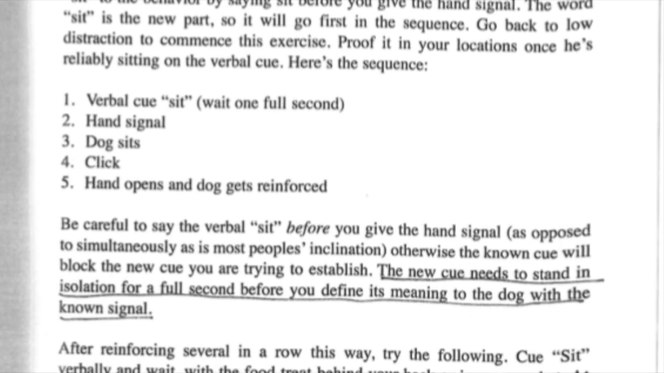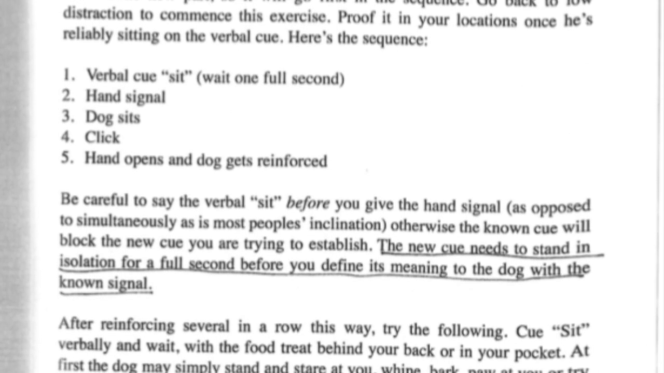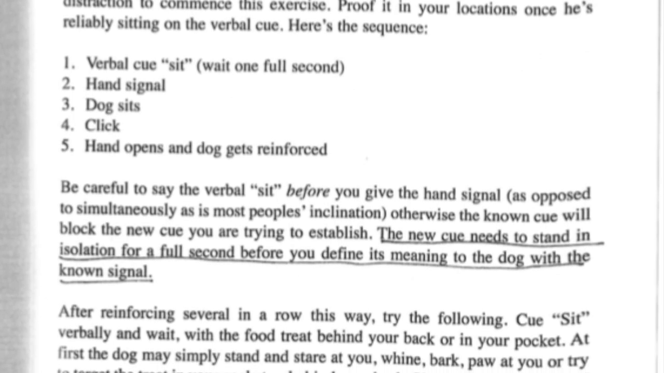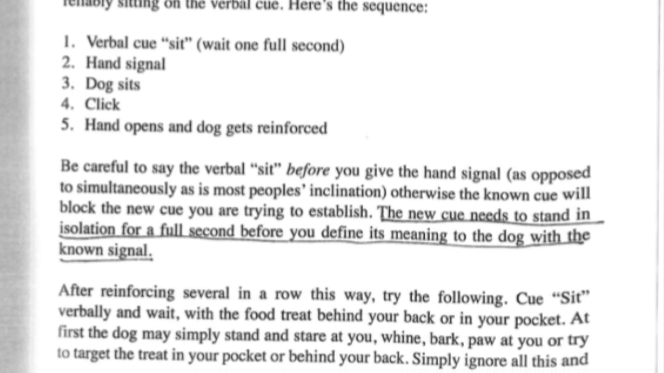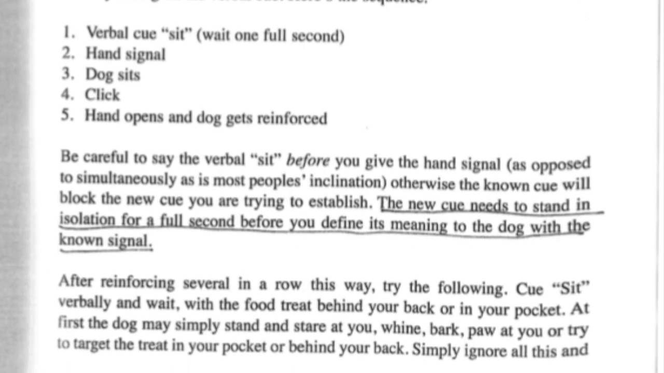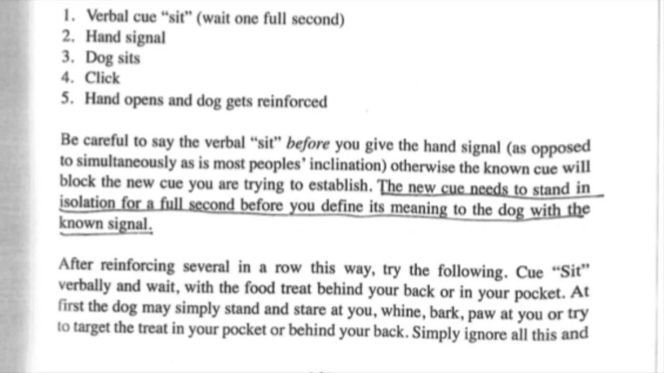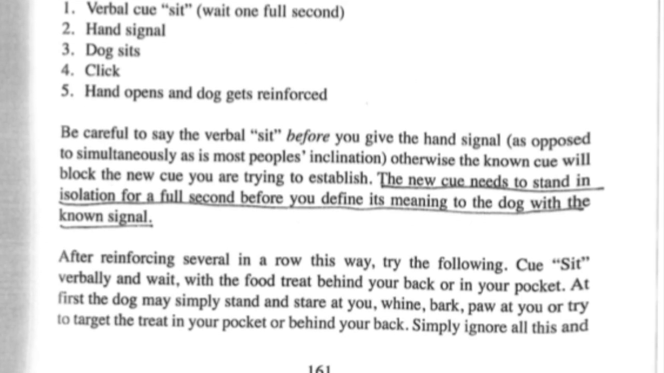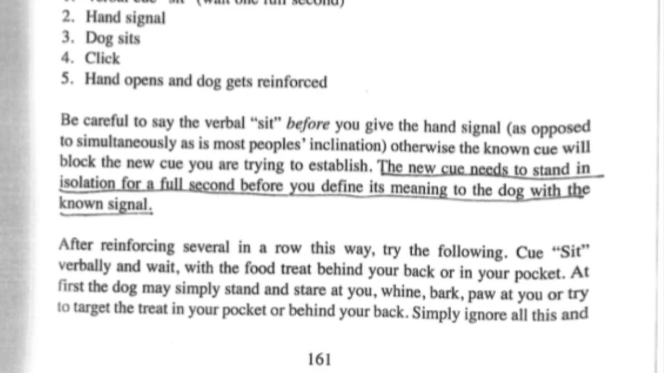Be careful to say the verbal sit before you give the hand signal, as opposed to simultaneously as is most people's inclination. Otherwise, the known cue will block the new cue you are trying to establish. The new cue needs to stand in isolation for a full second before you define its meaning to the dog with the known signal. After reinforcing several in a row this way, try the following.